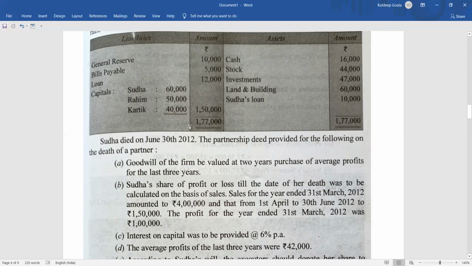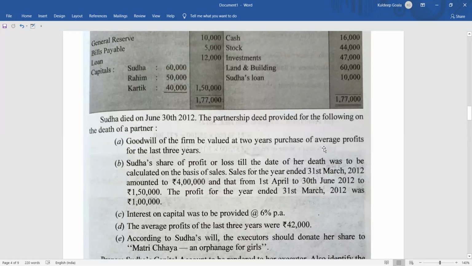Okay, so first thing, we have to find out it's 3 months, and then after that the agreement are like this. First thing, you should also remember that goodwill is not given for the time period. Goodwill will not be given for the time period, remember that.